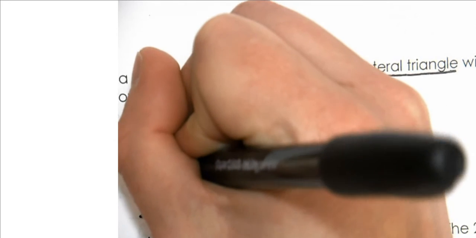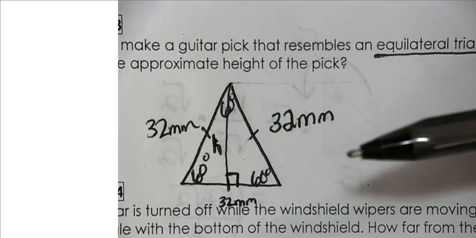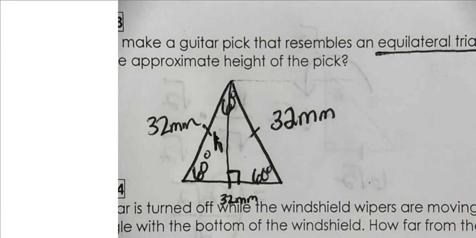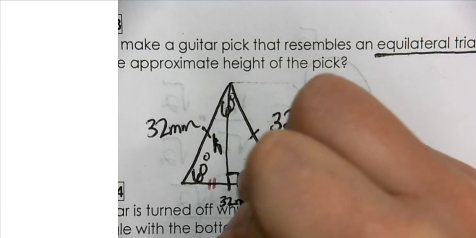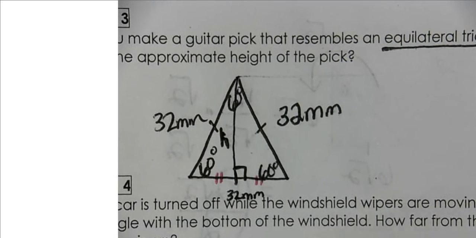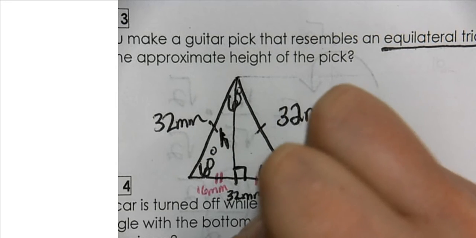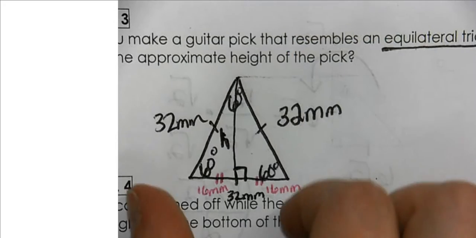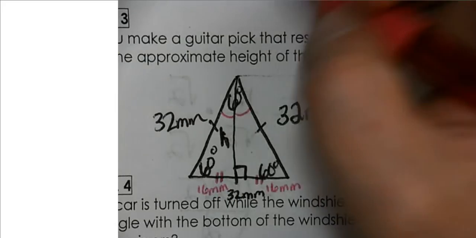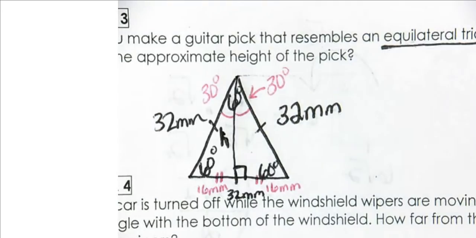So there's a few things that I need you guys to know. First of all, whenever you drop a perpendicular inside of an equilateral triangle, what ends up happening is that the base ends up being cut in half into two congruent pieces. So half of 32 is actually 16. So both sides are going to be 16 millimeters. Not only is the base cut in half, but also the angles are cut in half as well. So this angle right here, half of 60 is 30. So both of these are 30 degrees.